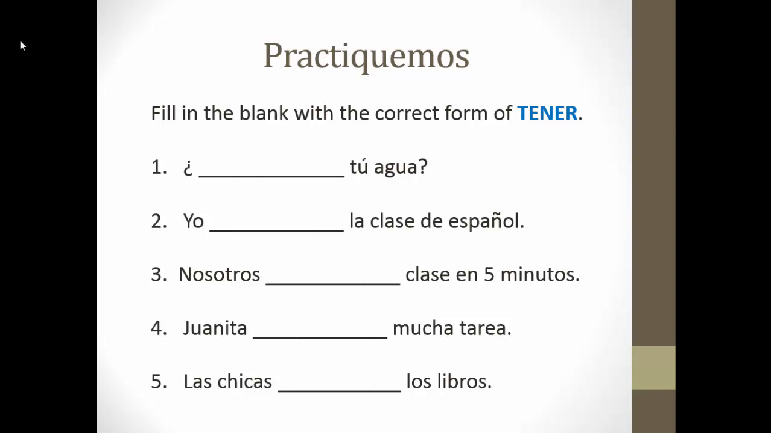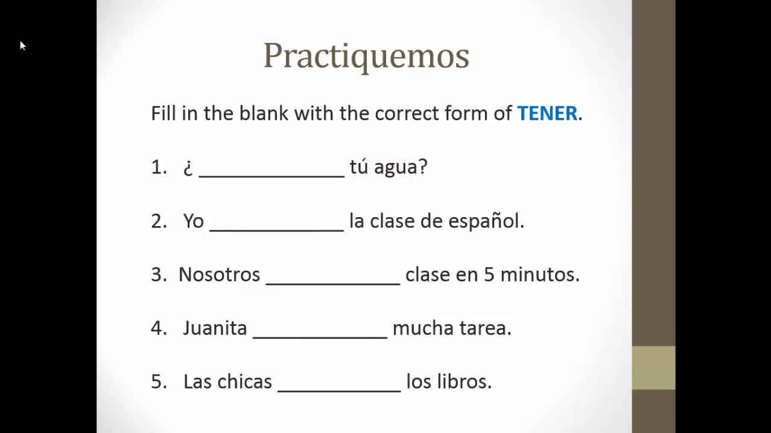Notice our subject is yo. Therefore we use tengo. Yo tengo la clase de español. I have Spanish class. Número 3. Our subject is nosotros. Therefore we use tenemos. Nosotros tenemos clase en 5 minutos. We have class in 5 minutes.